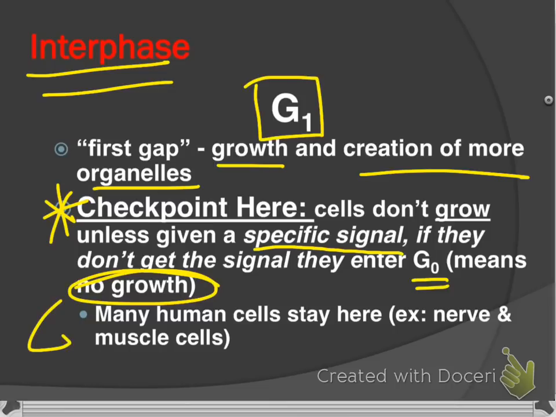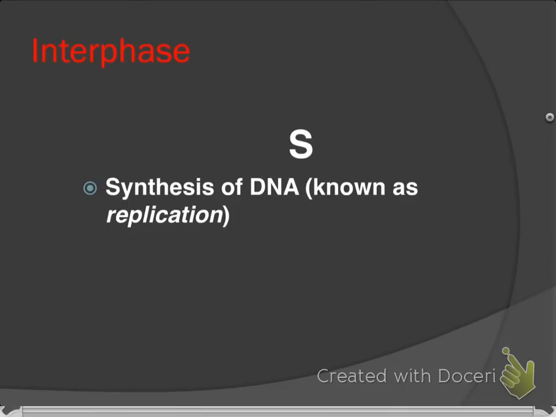Lots of cells are in G0. So nerve cells, muscle cells, these kinds of cells don't grow. They just stay. They don't replicate. They don't divide. So make sure you know that G1 is growth. G0 is no growth.